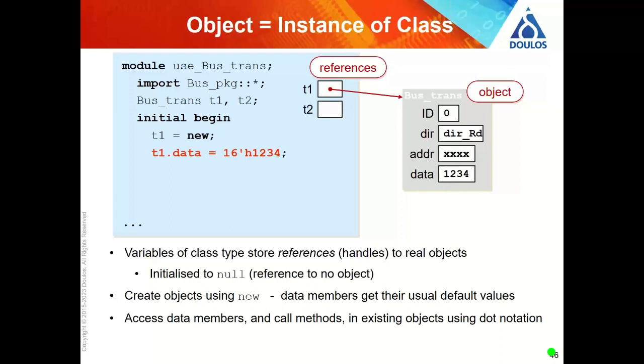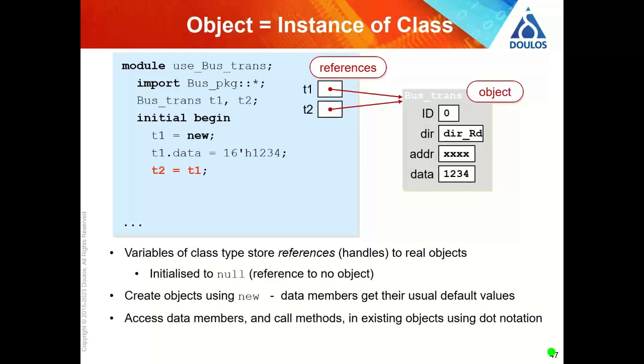Having created a new transaction, T1.data is going to pick up this value or assign that value there. Now, one thing you do have to watch out for is that because T1 and T2 are effectively just handles to a bus transaction, they behave like pointers in C. So if we assign T1 to T2, we're not effectively creating a new object. We've still only got one object because we've only called new once. But now T1 and T2 are both pointing to the same object.